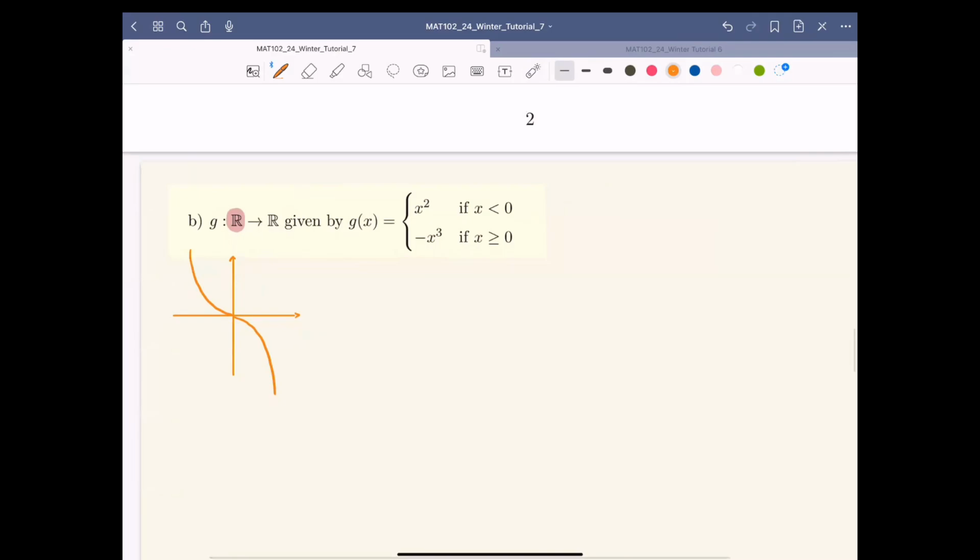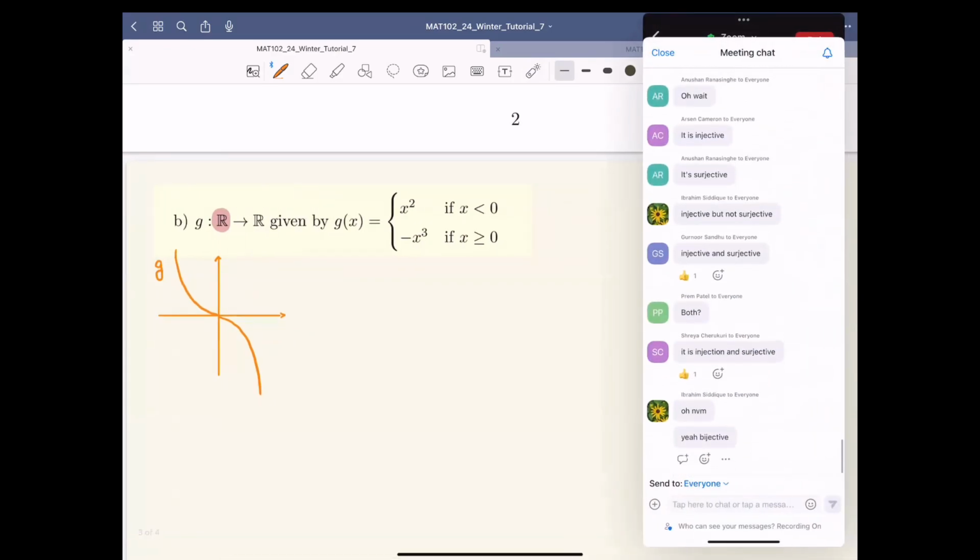So with this graph, what do you guys think? It's injective. Yes, it's injective and it's surjective. Okay, does this make sense? So that's a hint, not hint. That's a trick for you.